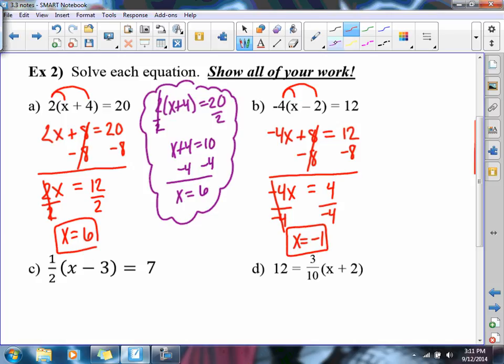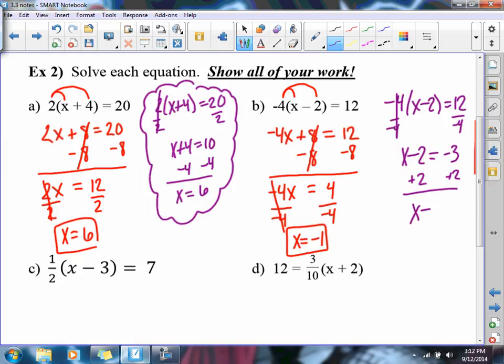Now again, you could do this problem by dividing by that negative 4 first. So if you divide by the negative 4 and divide by the negative 4, then you get x minus 2 equals negative 3. And then you can add the 2 to both sides, and then you'll get x equals negative 1. So that is, again, another completely correct way to solve this problem, but we want you to practice those distribution skills so you get really, really good at them.